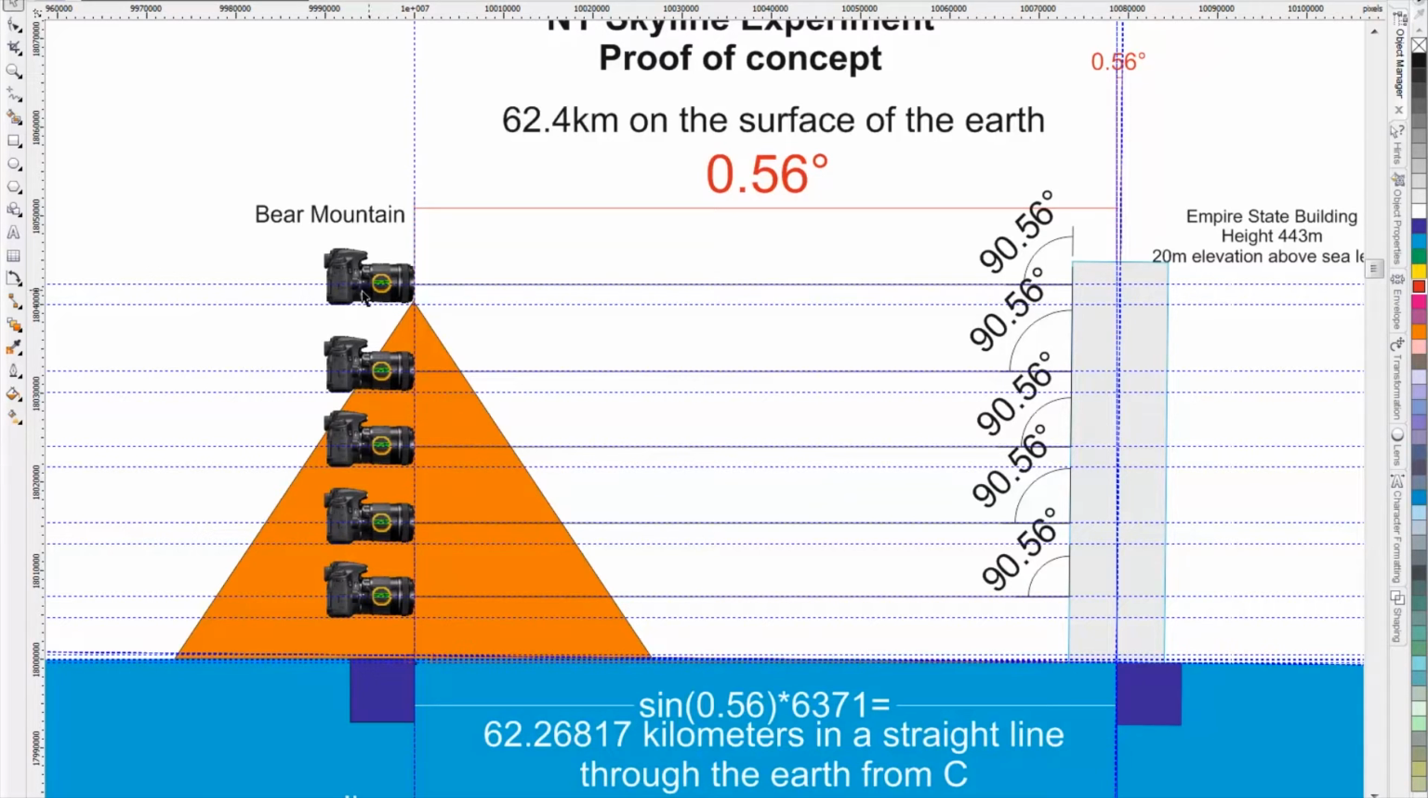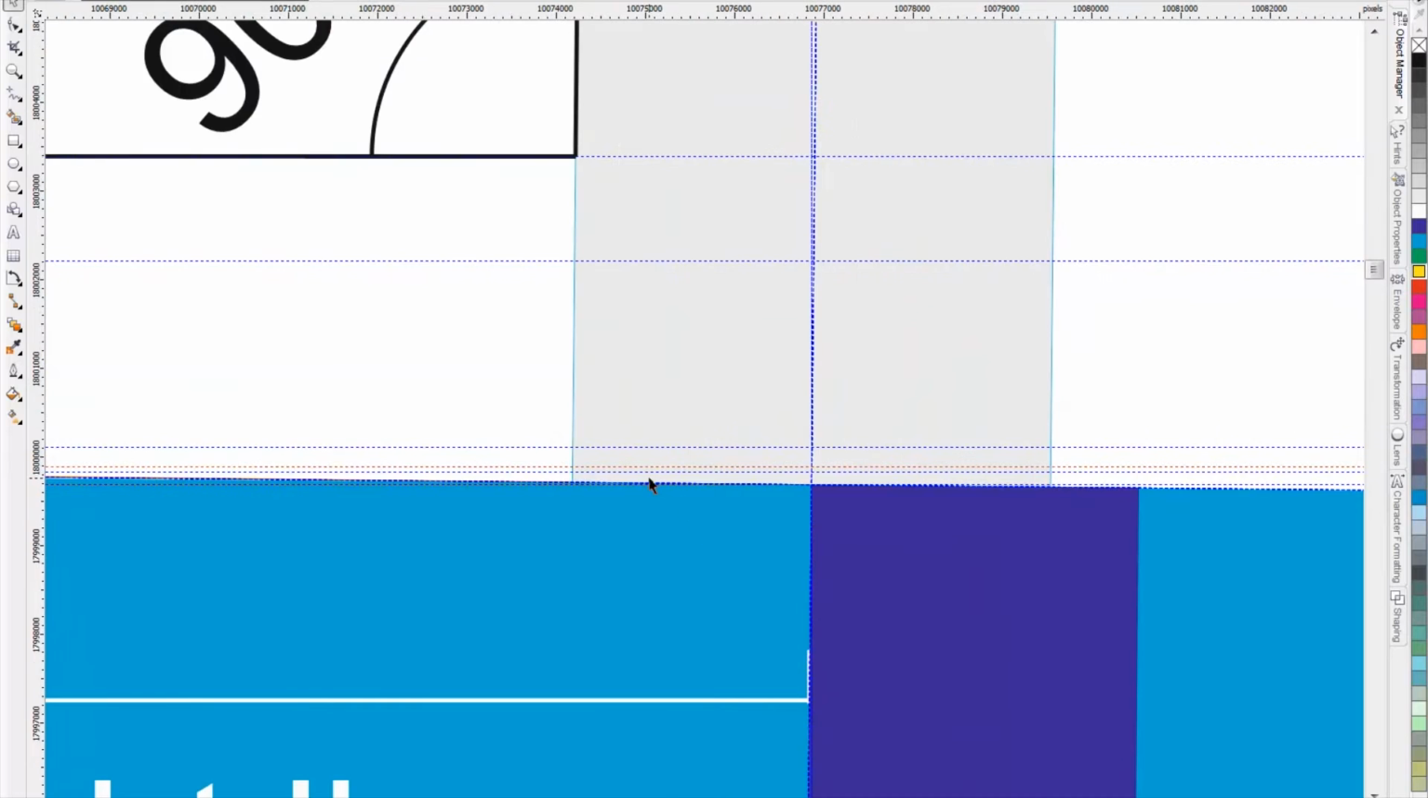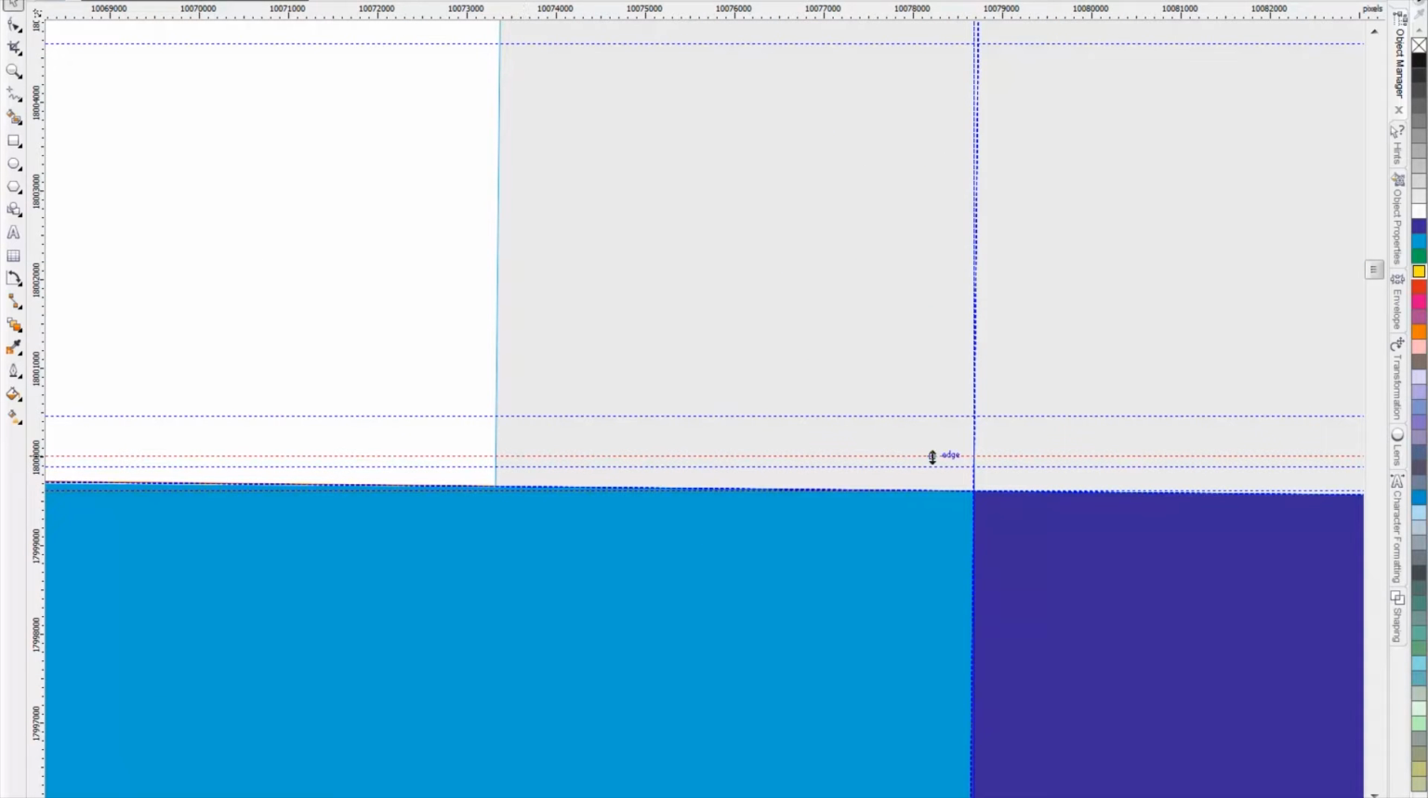So if you have a level camera and you're recording from any point, from any height at Bear Mountain, then the angle of incidence that it has on the surface of the skyline, on the surface of the Empire State Building, is going to be the same at any height on the Bear Mountain. Please note that our calculations are not affected by any drop due to the curvature of the Earth.